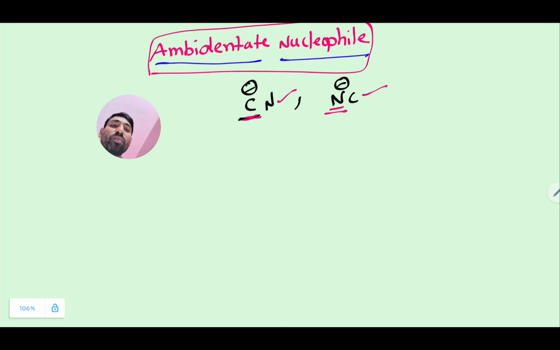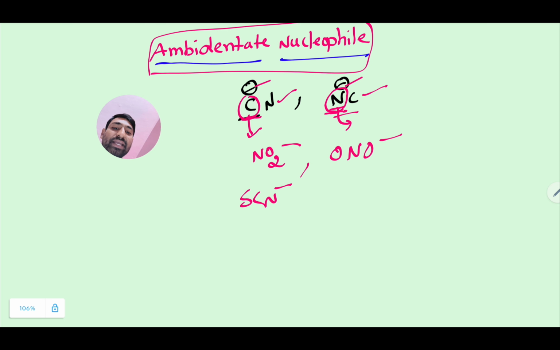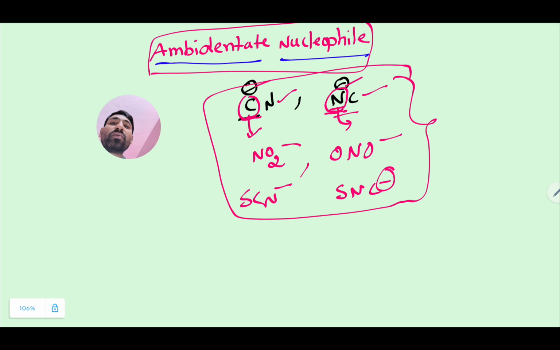The one with more electronegativity has the least donating nature, guys. For example, in the case of CN minus, carbon with a negative charge, and NC minus, nitrogen with a negative charge, the electronegativity of nitrogen is more than carbon. So in CN minus, carbon can donate more easily than in NC minus, guys. Like that we can write the remaining ones also: NO2 minus, ONO minus, SCN minus, SNC minus. In all these cases, more than one donating atom is there. Those are called ambident nucleophiles, guys.